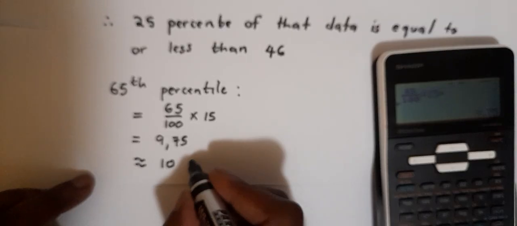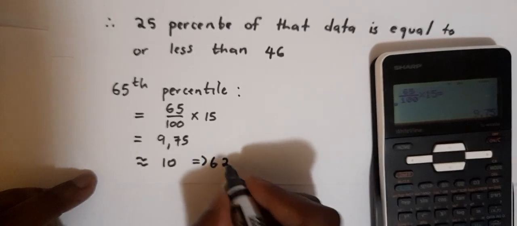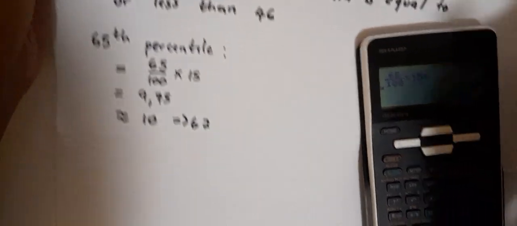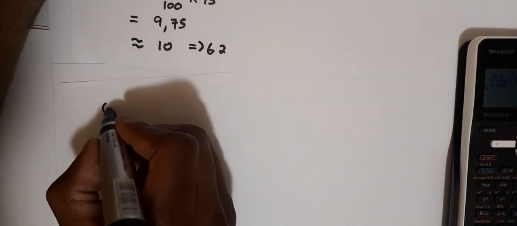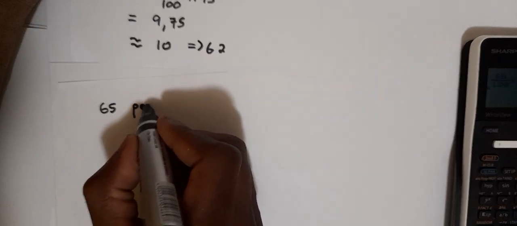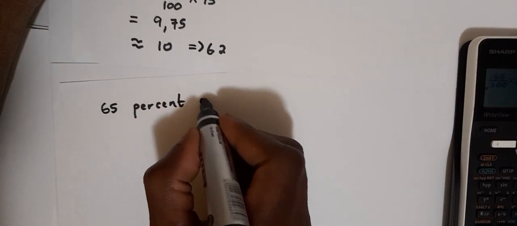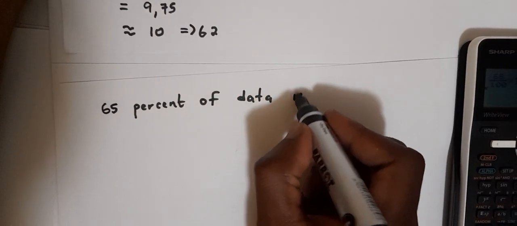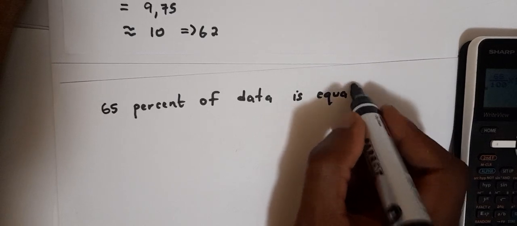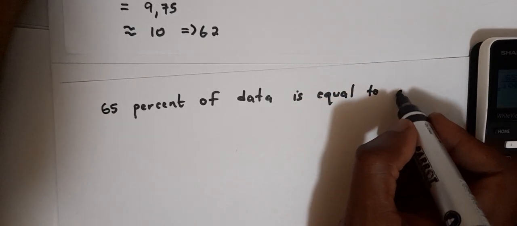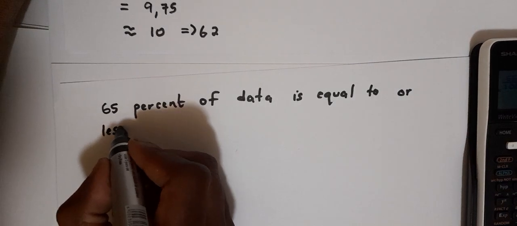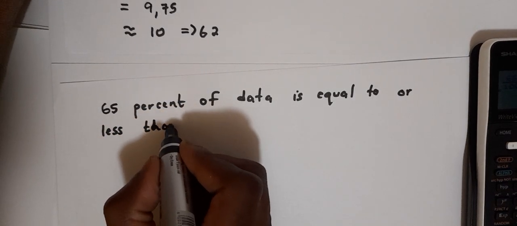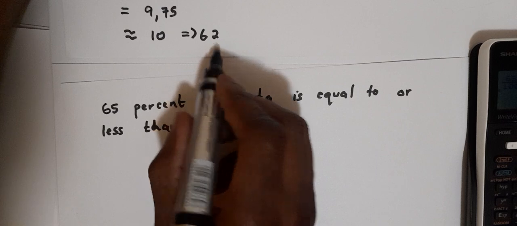At position number 10, what do you find there? 62. What does this 62 mean? Because you're talking about the 65th percentile, this would mean that 65% of the data is equal to or less than that value at that position, and that value at that position is 62.